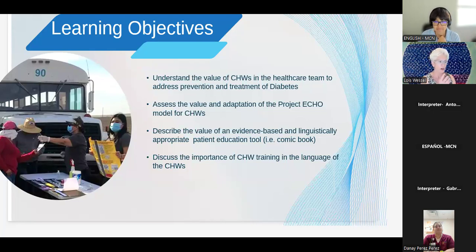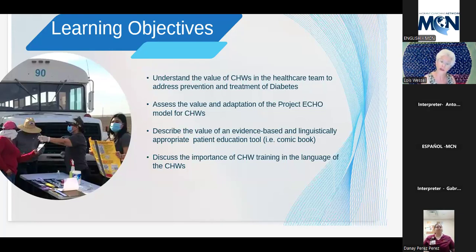But today we're going to talk about the value of the community health worker as part of the healthcare team when we're talking about prevention and treatment of a chronic disease, which is that of diabetes. And I should point out here that we are, for the most part, talking about what we call type 2 diabetes and not insulin dependent diabetes, although in the course itself we do touch on that, just to make sure our community health workers have the knowledge to understand the difference.